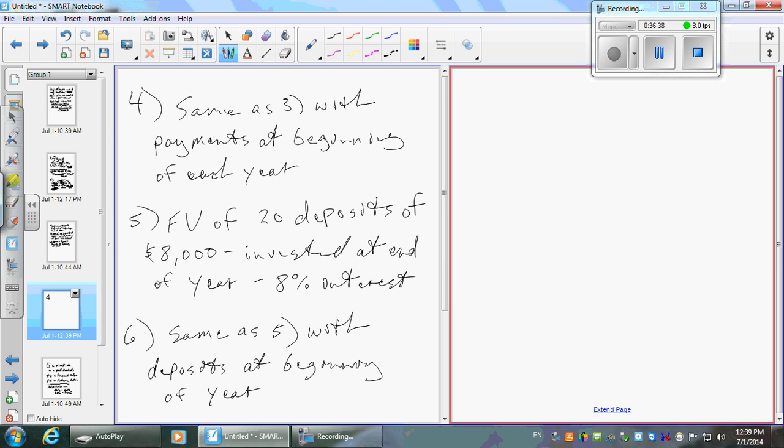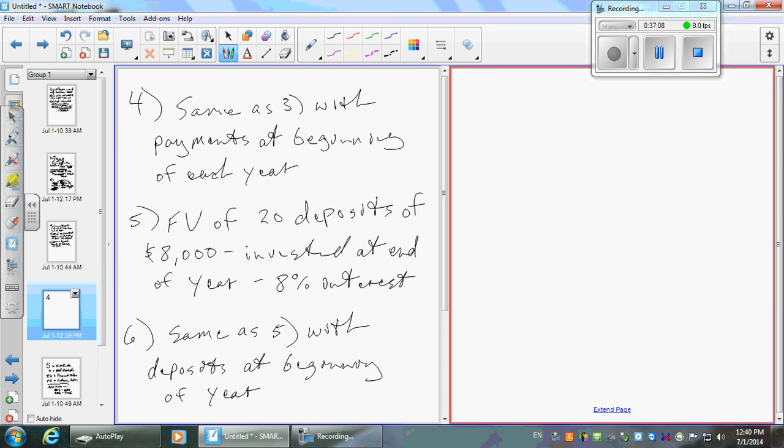Okay, so same as 3, but the payments at the beginning of each year. What would you expect to happen with this thing? Payments are at the beginning of each year. And you're doing what? Calculating your present value. So you're taking interest out. Is there going to be more or less interest? Less. You're not waiting for it, right? Okay, there's going to be less interest, isn't it? Okay. So you're going to expect this one to be what?